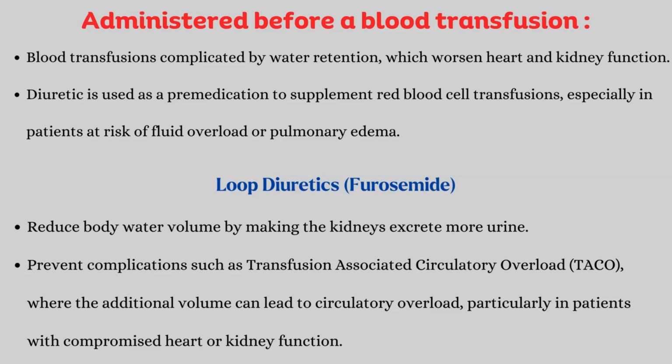Loop diuretics reduce body water volume by making the kidneys excrete more urine. They prevent complications such as transfusion-associated circulatory overload, where the additional volume can lead to circulatory overload, particularly in patients with compromised heart or kidney function.